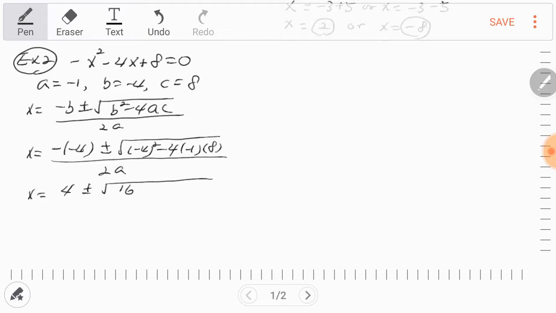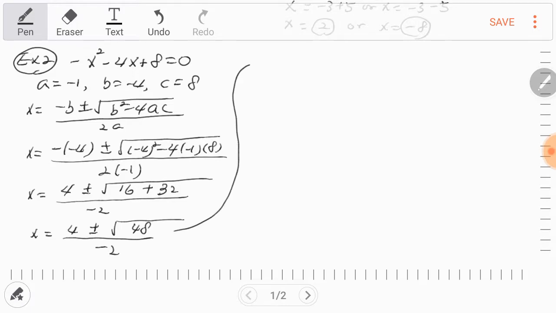So x is equal to 4 plus or minus square root of, negative 4 squared is 16, minus is plus, 4 times 8, 32, over 2 times a. Sorry, here, this a is what? Negative 1. So negative 2. Then x equals 4 plus or minus square root of 48. 48 is not a perfect square number.